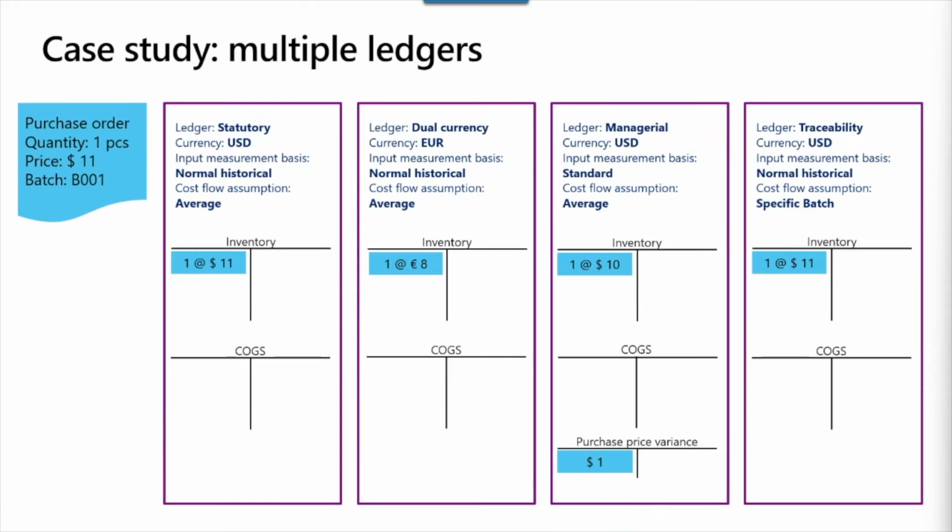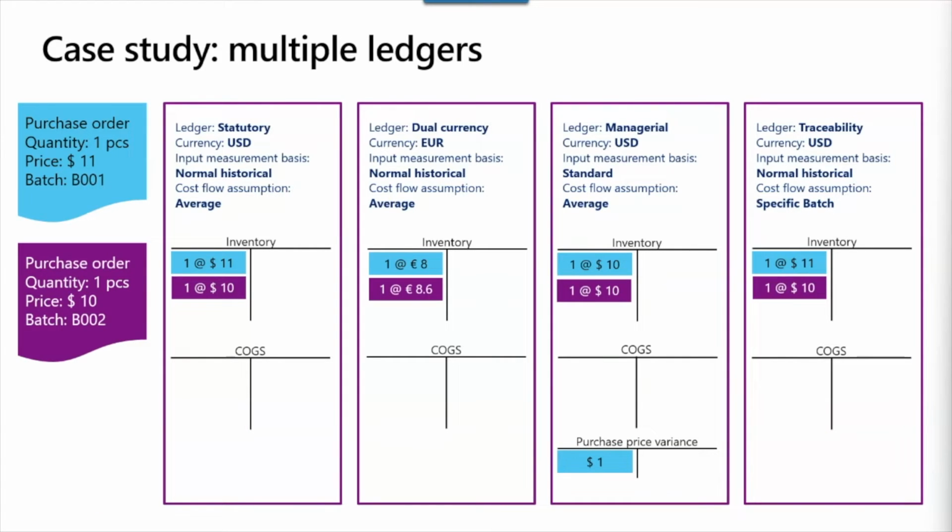Our first transaction that occurs is a purchase order for a quantity of 1 and our batch B001 with a price of 11 US dollars. In our first ledger, our inventory goes in at $11 US dollars, and in the second, we're going to get our inventory in at 8 euros based on the exchange rate at the time of posting. In the third ledger, the inventory gets added at our standard cost of $10, with the $1 going into a purchase price variance account. The fourth ledger brings the inventory in again at 11 US dollars.